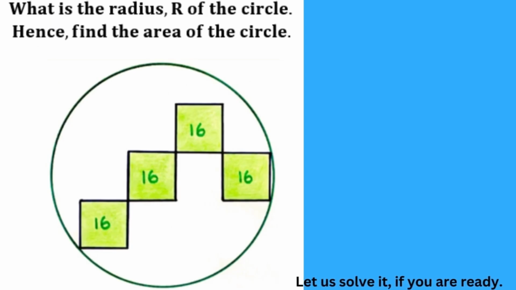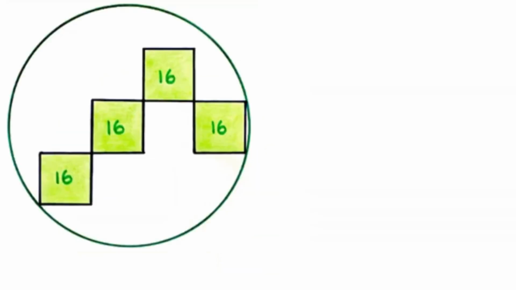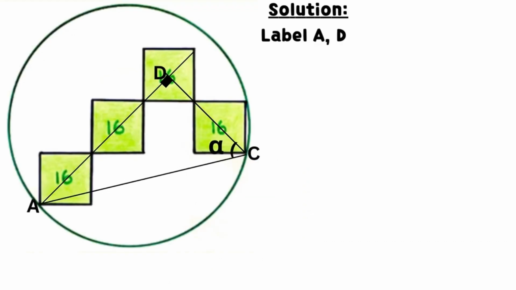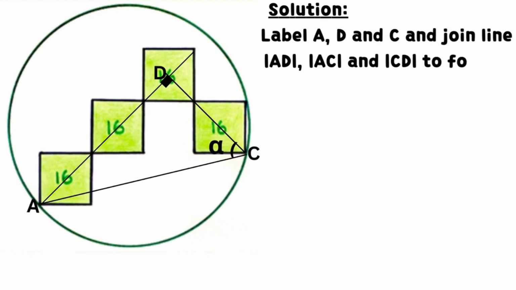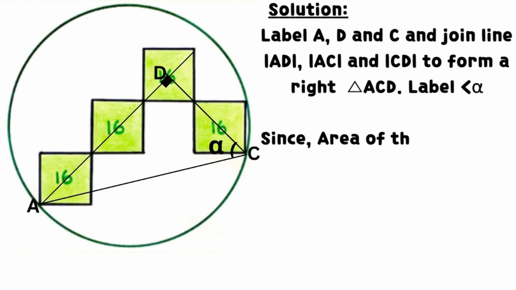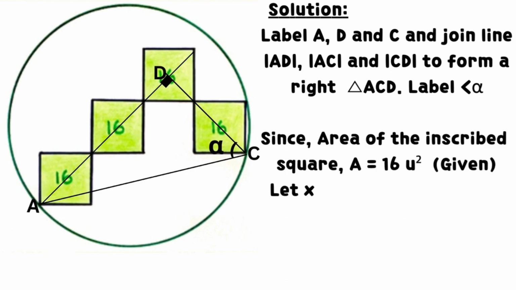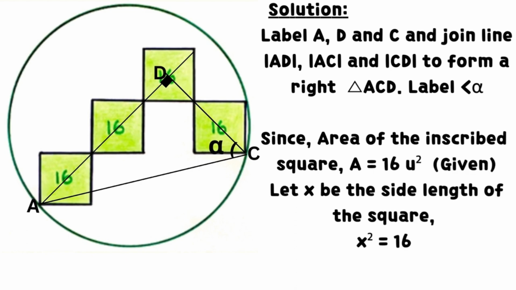What is the radius and the area of the given circle? Label A, D and C and join line AD, line AC and line CD respectively to form a right triangle ACD. Label angle alpha. Since the area of the inscribed square equals 16 square units, as given, let x be the side length of the square. Then the square of x equals 16. Take the square root of the equation and we have that x equals 4 units.